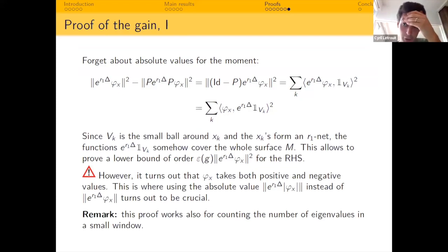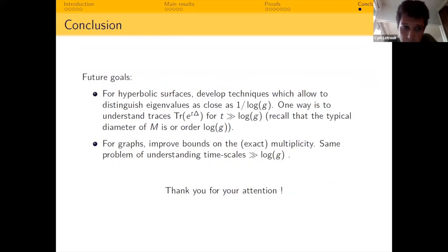And let me finish with the slide of conclusion. For the future goals, and I would say it's in fact common to different subjects: for hyperbolic surfaces, it would be interesting to develop techniques which allow to distinguish eigenvalues as close as 1 over log g. What I want to say by this is that our method doesn't distinguish the eigenvalues when they are inside the small window, meaning our bounds are not better for exact multiplicity than for approximate multiplicity. It's not the first time that this kind of problem occurs. For example, in the paper by Laura Monk, there is the same problem, and I'm sure it's in some other places. In our case, one way would be to understand traces of the heat operator for t much larger than log g.